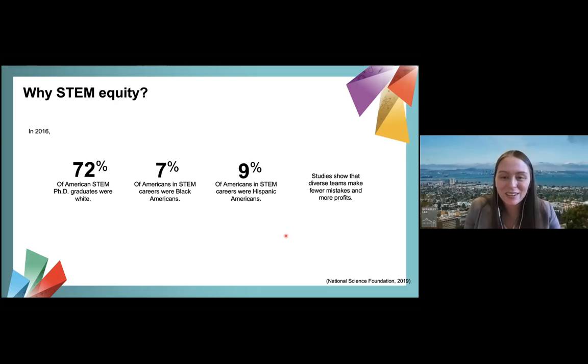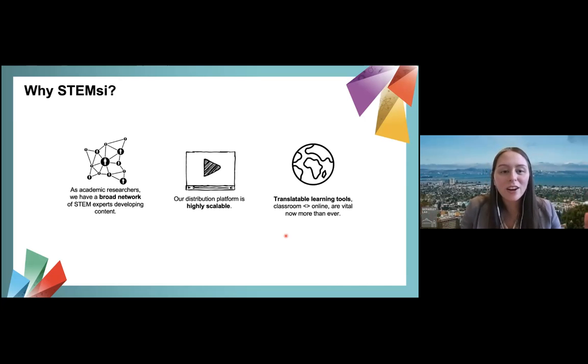This is not the way to produce good results, scientific, engineering or otherwise. Studies have shown that diverse teams make fewer mistakes and more profits, even just looking at this through the lens of productivity. And so we are taking, again, as I mentioned, our broad network of STEM experts to develop this content, because they are the real experts, and distributing it open access entirely on social media and YouTube and things like that for students to use, for educators to use.